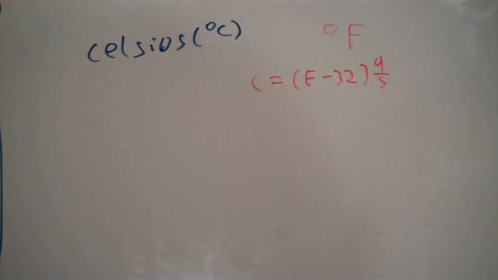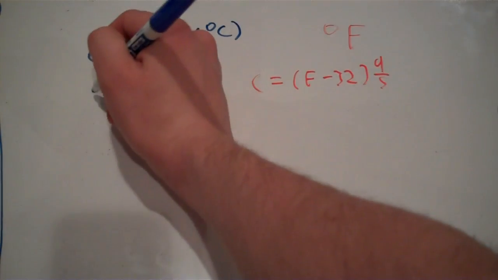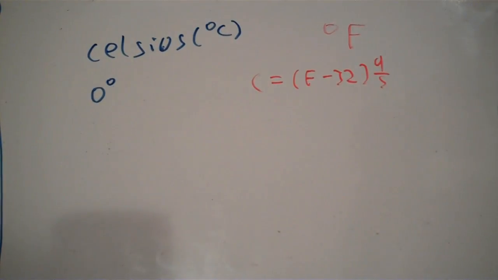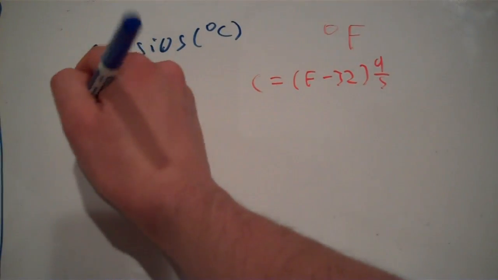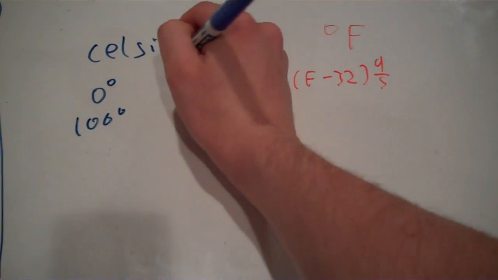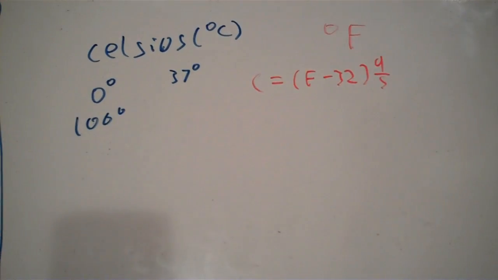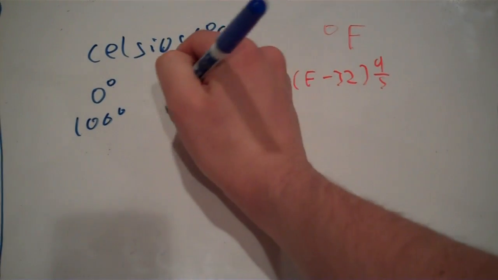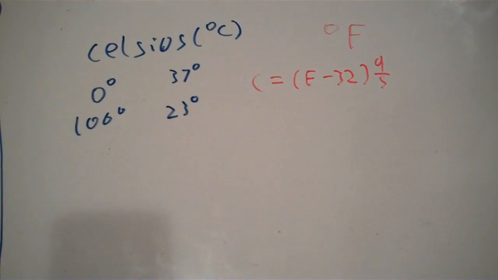So, if you take your Fahrenheit temperature and go through the process, you'll get the Celsius temperature. Now, because that can be kind of annoying to do repeatedly, I'm going to give you a few common Celsius measurements. 0 degrees Celsius is the freezing point of water. 100 degrees Celsius is the boiling point of water. 37 degrees Celsius is the average human body temperature. And about 23 degrees Celsius is comfortable room temperature.